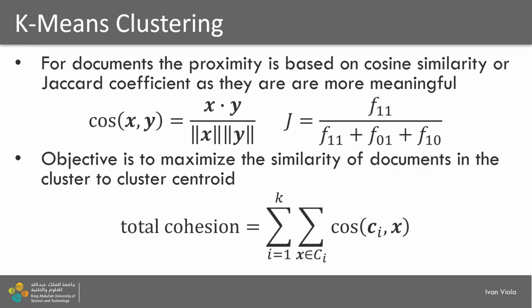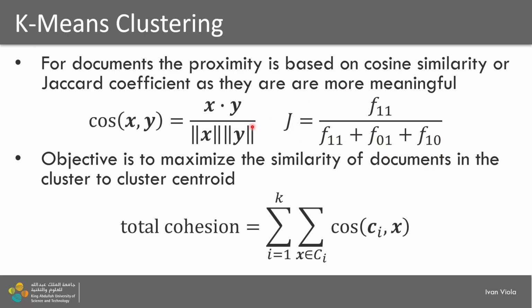Now, for documents, this is no longer the case that the proximity of the L2 norm or L1 norm will be a good idea. Instead, we should use some other proximity function, which could be, for example, based on cosine similarity or based on the Jaccard coefficient, as they are more meaningful. So the asymmetric attributes would have much more meaningful similarity measures in the form of cosine similarity or in the form of Jaccard coefficient. And I am showing them here again, but you should remember them from our past lectures.